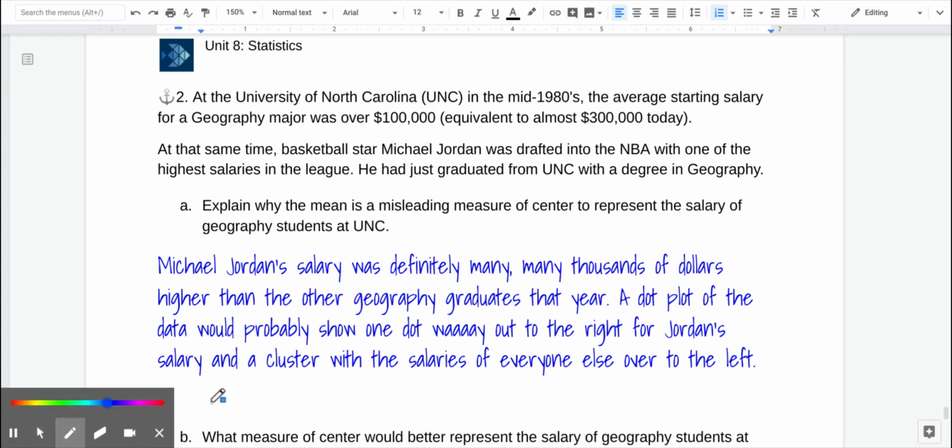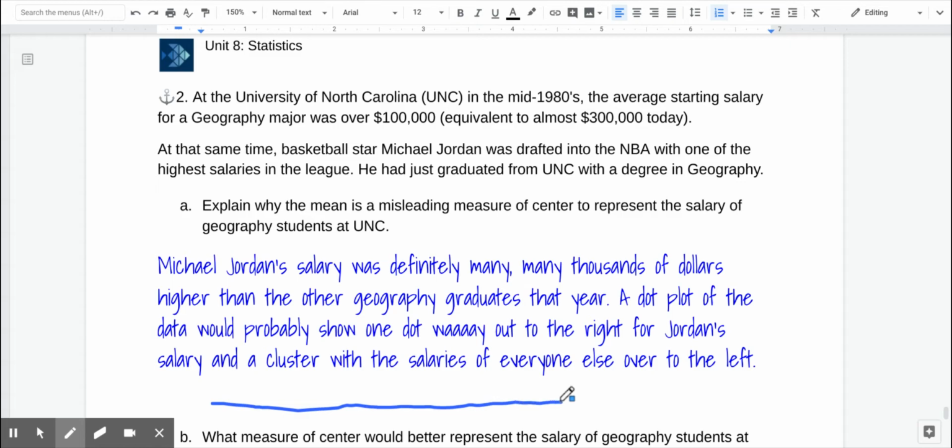And if I were to draw a dot plot here, I might imagine that here are some representations of the other people. I don't know how many people graduate in geography, but we're just putting a few in here. And somebody makes a little more, and somebody makes a little more. And then here's Michael Jordan. Let's change the color. Here's Michael Jordan way over here.